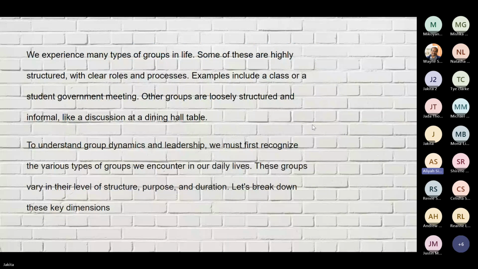We experience many types of groups in life. Some of these are highly structured with clear rules and processes. Examples include a class or a student government meeting. Other groups are loosely structured and informal, like a discussion at a dining hall table. To understand group dynamics and leadership, we must first recognize the various types of groups we encounter in our daily lives. These groups vary in their level of structure, purpose, and duration. Let's break down these key dimensions.